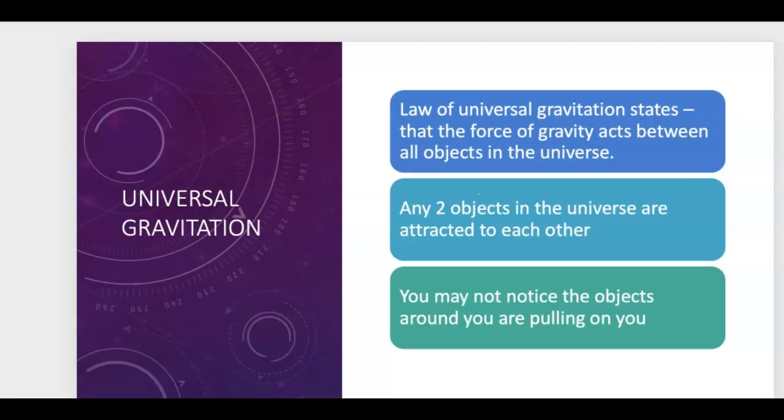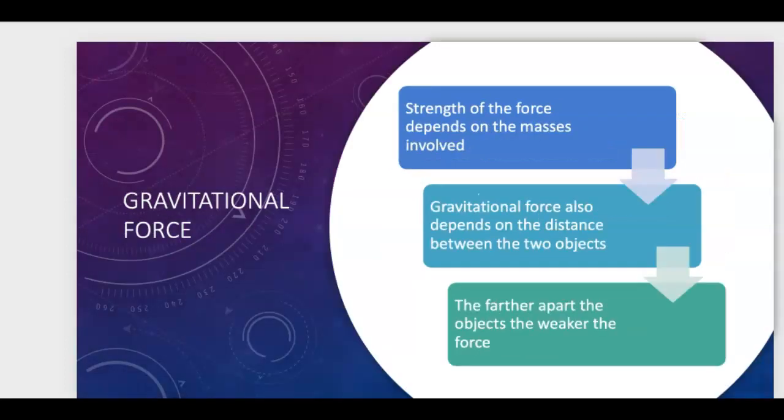But look at our planet Earth and then look at the moon that orbits around us. Those two objects have a gravitational pull towards each other, and it's based on the mass of each object. The greater the mass, the greater the pull. The other thing we look at is the distance. So the strength of the force is going to depend on the mass, and also on the distance. The farther the objects are apart, the weaker the force.